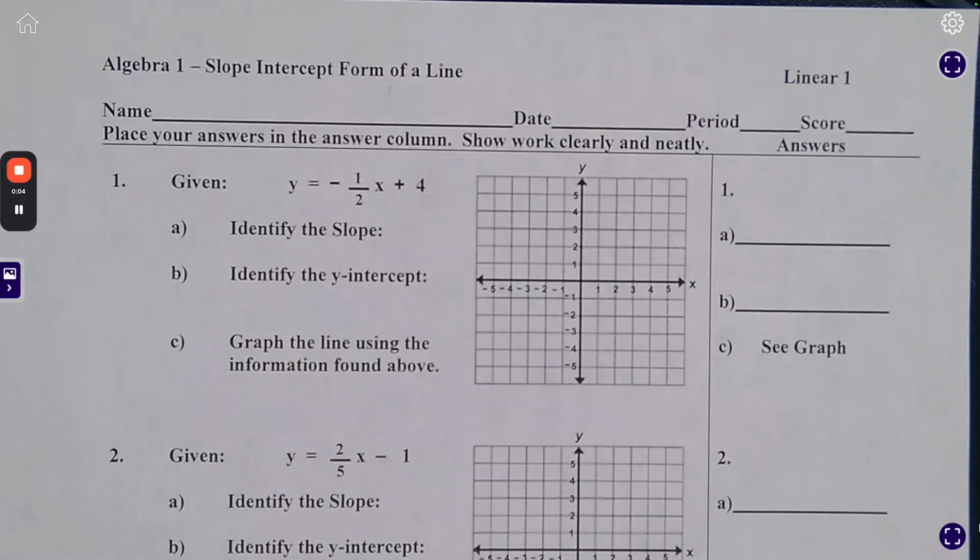Let's get this done. Hey, this is Algebra 1, slope intercept form of a line. Linear 1. Linear 2, 3, 4, 5, and 6 are on the way.